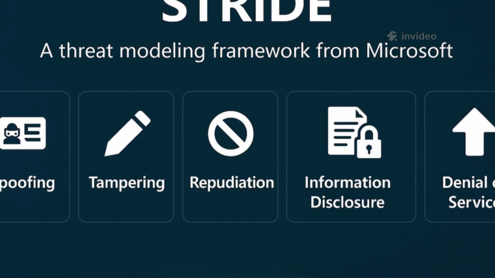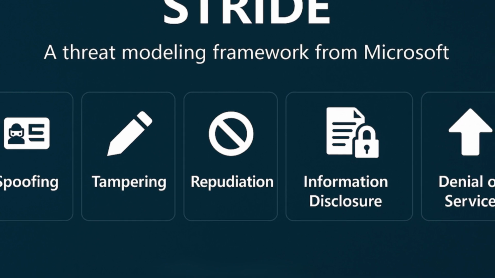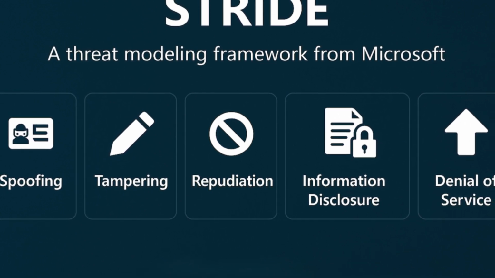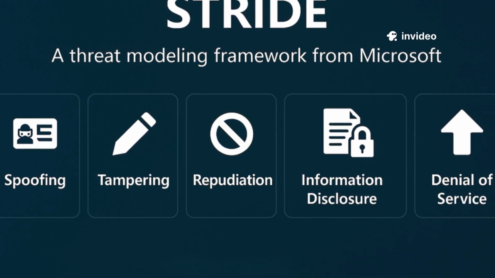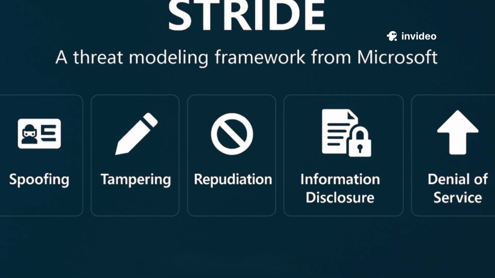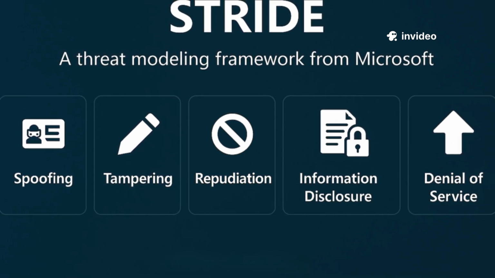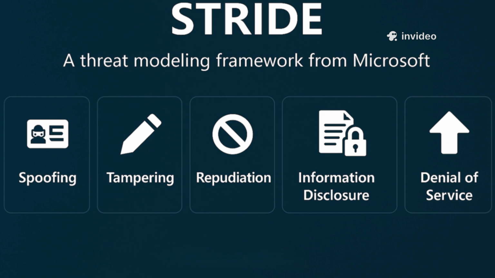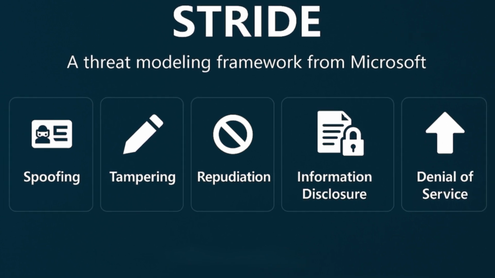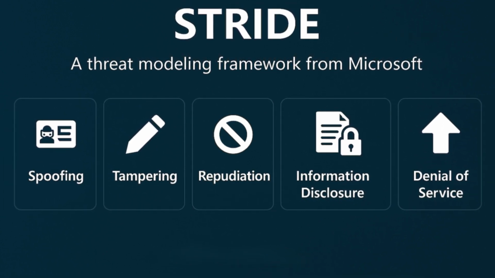STRIDE is a threat modeling framework from Microsoft. It helps you think about 6 different types of attacks. It stands for spoofing, tampering, repudiation, information disclosure, denial of service, and elevation of privilege. Let's break these down with real-world examples, especially for Blazor.